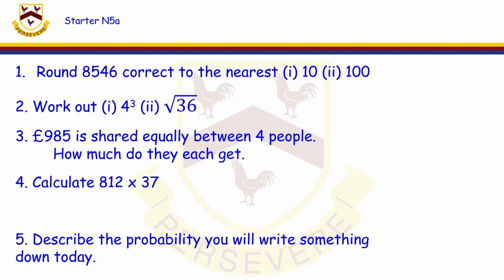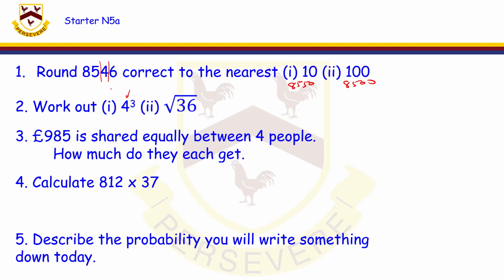Right, question 1. Round 8,546 to the nearest 10. So it's the nearest 10. Put a line here because that's the units column. Does it affect the 4? Yes, it does, because it's 5 or more. So that's going to be 8,550. The nearest 100, put a line here. Does the 4 affect it? No, so that's going to be 8,500.